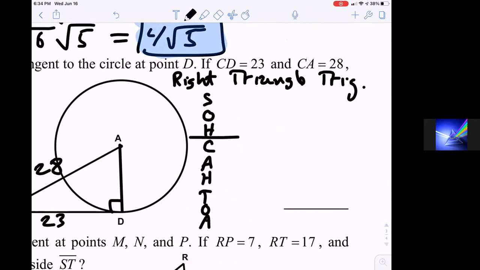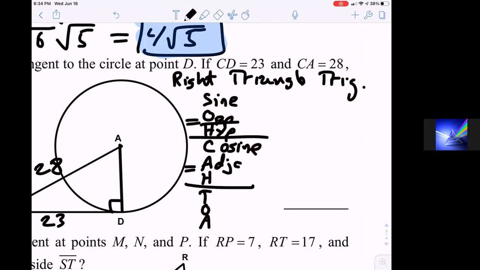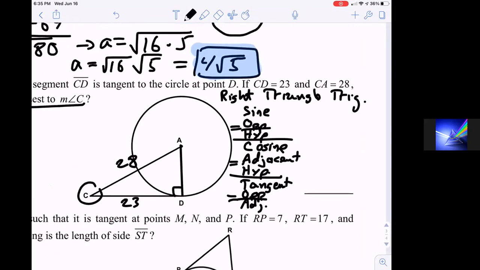And these helped us remember the ratios of sides of a triangle. Sine of an angle was equal to the opposite side divided by the hypotenuse. Cosine of an angle was equal to the adjacent side divided by the hypotenuse. And the tangent of the angle was equal to the opposite side divided by the adjacent side. Well, what do we have here?